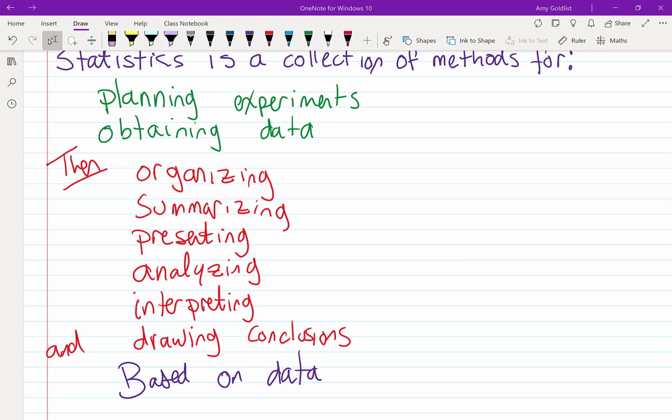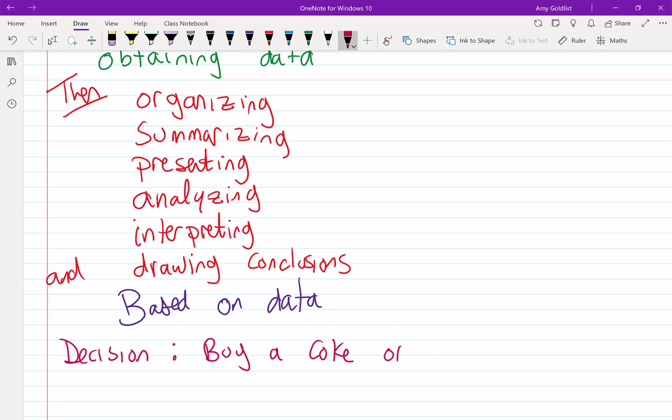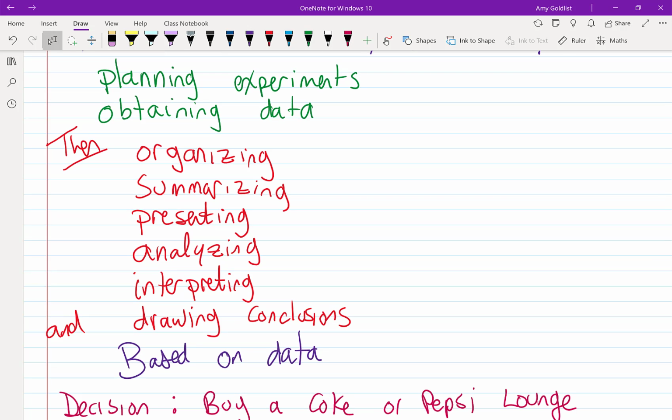Let's pretend that we are trying to make a decision. Our decision is going to be, we are the student association. Should we buy a Coke machine or a Pepsi machine for the student lounge? We're going to go through the process of statistics to help us make a decision. So first thing we do is plan an experiment.